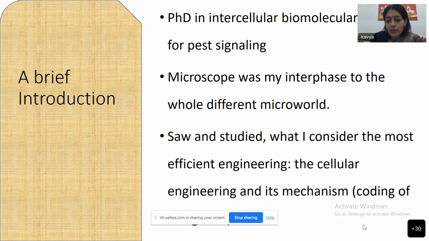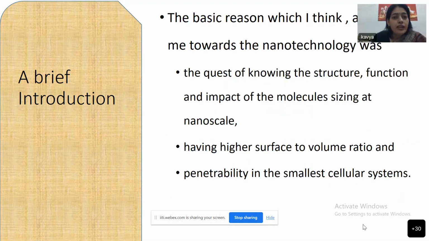And what intrigued me most was its mechanism. In code engineering, you call it coding, and in cellular engineering, we call it arrangement. How everything is just arranged, packed, and functioned without somebody controlling it, without somebody making it, and it is still so consistently done. The basic reason I think I got attracted towards nanotechnology was the quest of knowing the structure, function, and impact of molecules sized at the nanoscale.